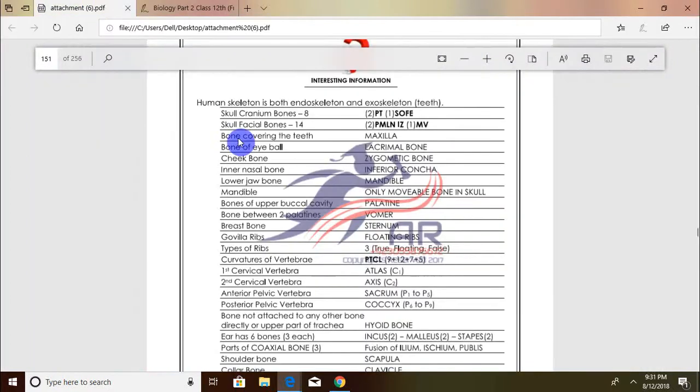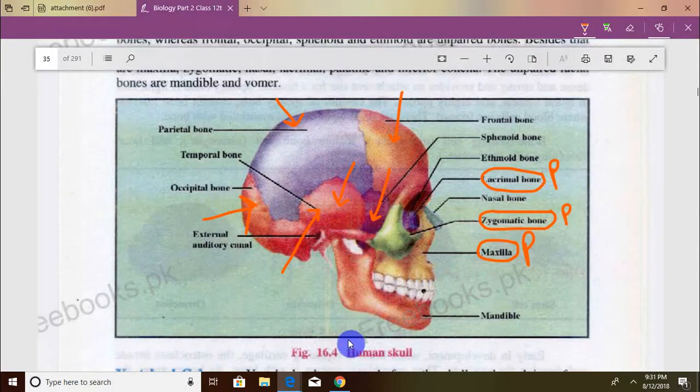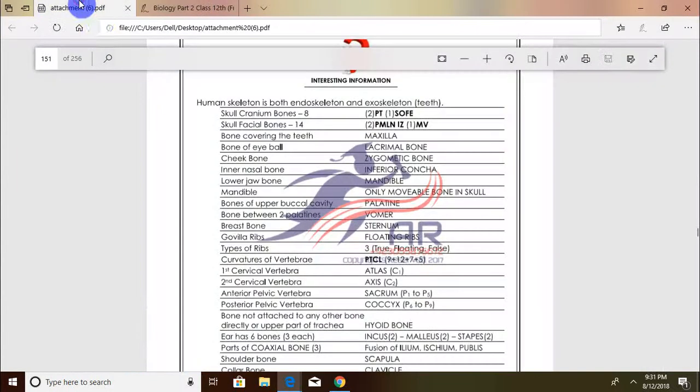After this, we have the mandible, which is the lower jawbone right over here, and this is fixed bone, and we just have one of these, so it's unpaired. Then we have the inferior concha, which is the inner nasal bone.